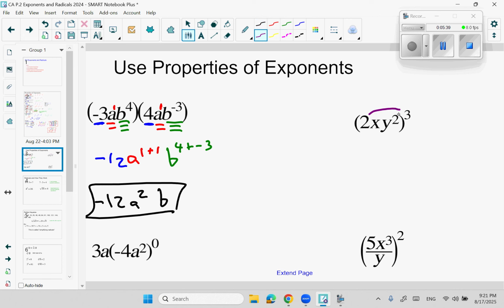Exponent now here, so it gets distributed. Anywhere you see some other exponents, they get multiplied. So I get 2 to the 3rd, x to the 1 times 3, so x to the 3rd, y to the 2 times 3. So I get 2 to the 3rd, so that's 2 times 2 times 2, which is 8, x to the 3rd, y to the 6th.